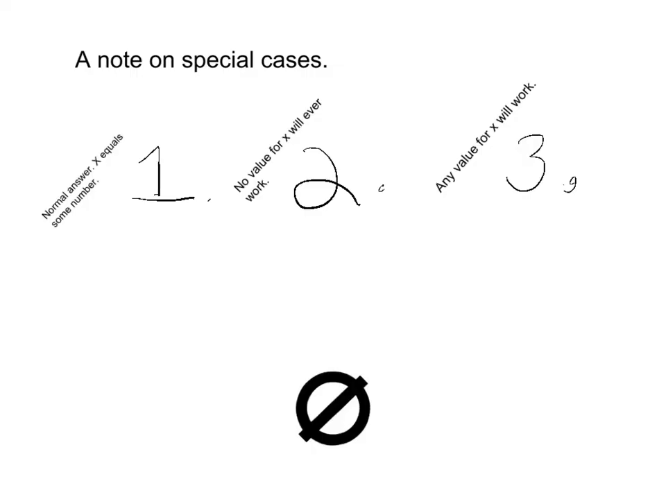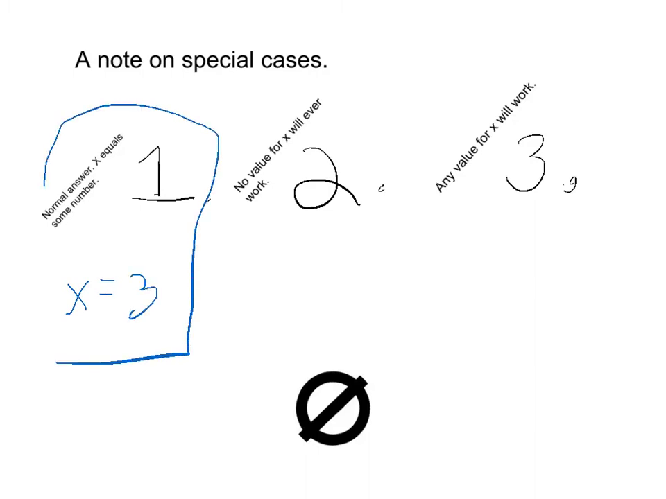I do have to warn you, there are some special cases when you are working with these problems. Our last answer was x equals some number, x equals a constant. They'll look like this: x equals 3. This means there's exactly one number, 3 in this case, that works to solve the problem. You're done. That's normal. When you have variables on both sides, though, sometimes you get a scenario like this.